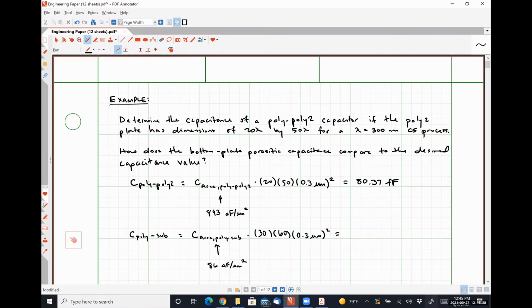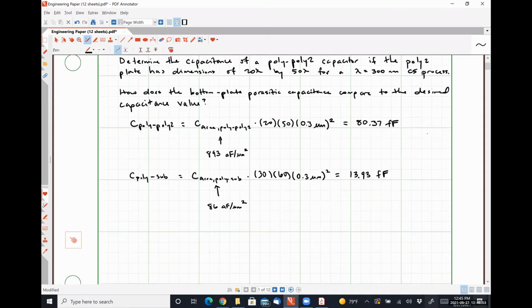When we substitute in that 86 attofarads per micron squared with that increased area, we wind up getting 13.93 femtofarads. And we can see then that our parasitic capacitance divided by our intended capacitance is 17.33%.